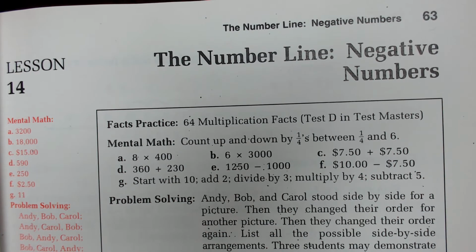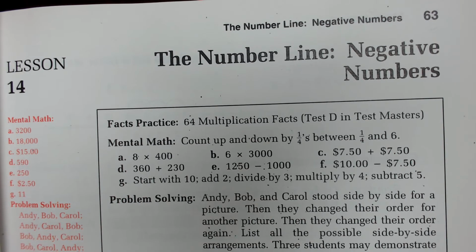Math 76, Lesson 14, the number line and negative numbers. So in the past, we may have mentioned that we cannot do subtractions like 3 minus 5. That's going to change today, as our knowledge of the number line will help us out with that. What happens when you run out of numbers in subtraction? Well, the number line will show us.